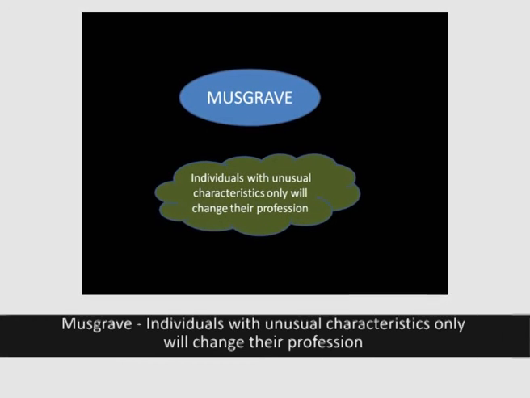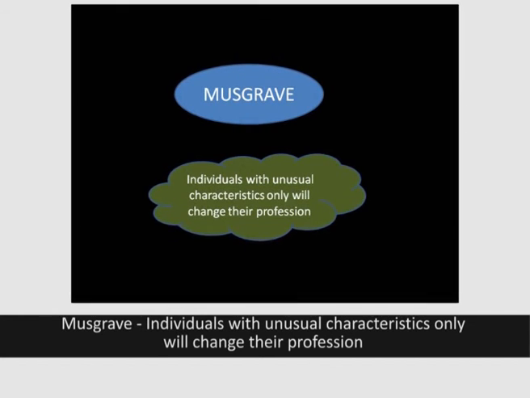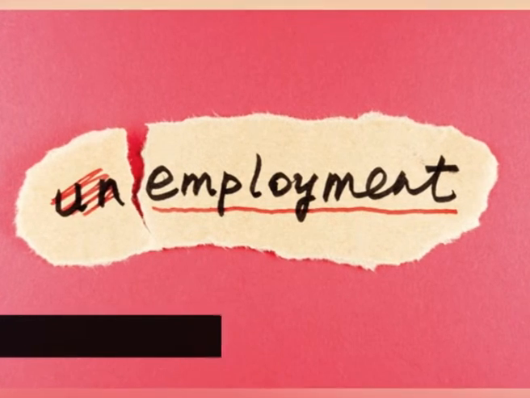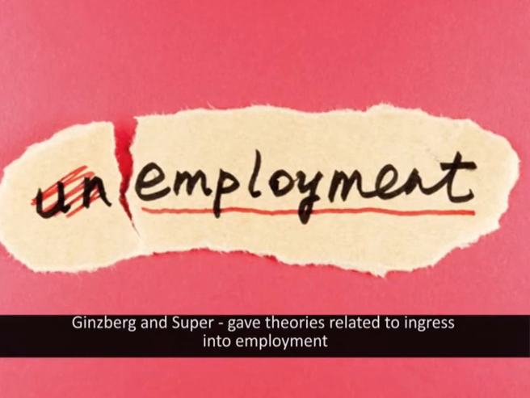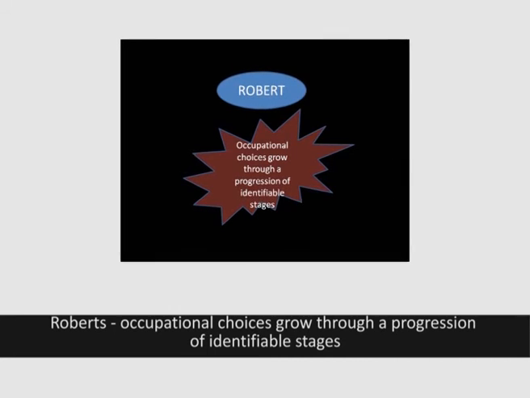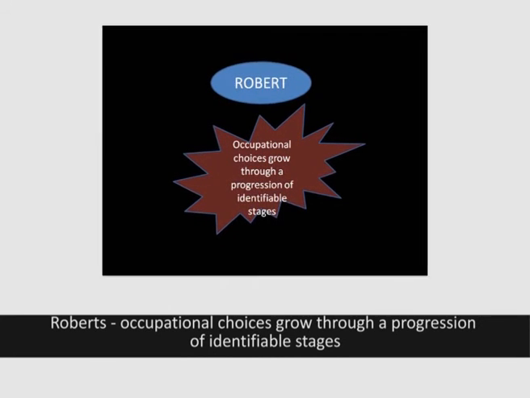Individuals with unusual characteristics only will change their profession according to Musgrave. Ginsberg and Super have given the finest theories related to the ingress into employment. Both the theories say that ingress into employment is a process, while Ginsberg gives prime value to an individual's increasing understanding of his self-interests and capabilities. Super's theory focuses on the social environment in which the individual is brought up, which structures his conception of capabilities and interests. Roberts doubts these theories, which propose that occupational choices grow through a progression of identifiable stages.